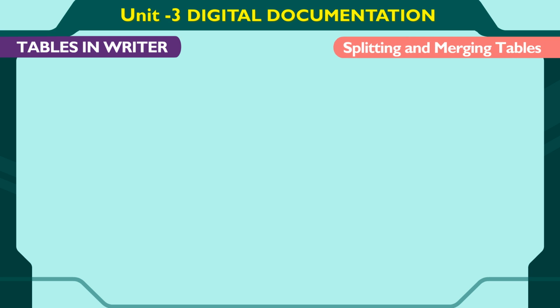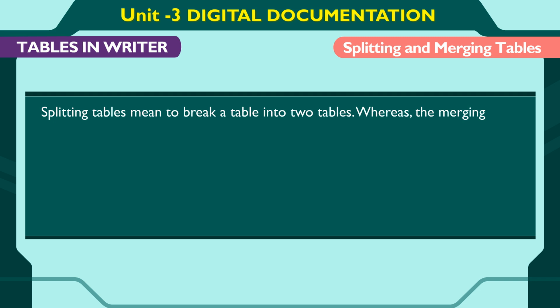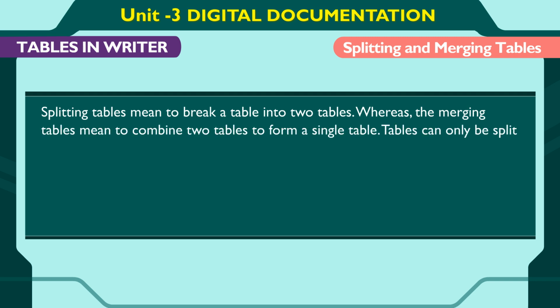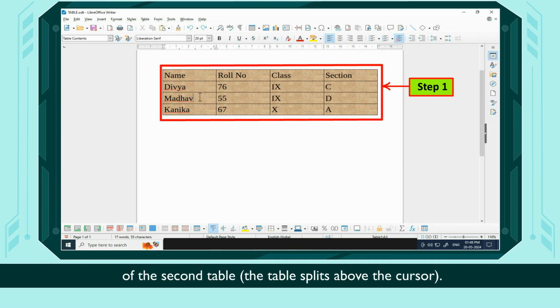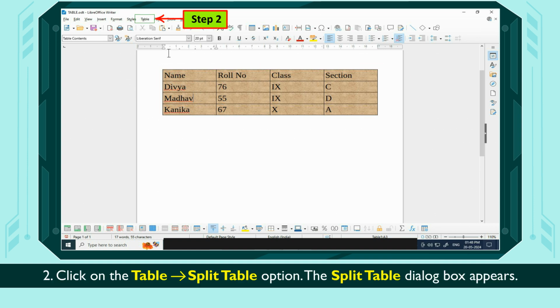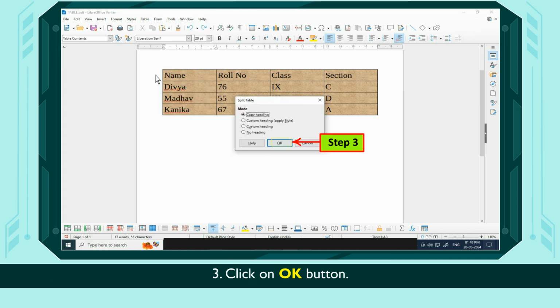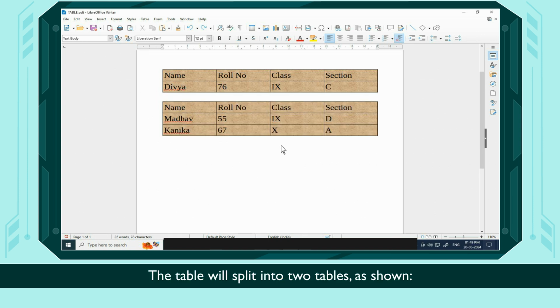Splitting and merging tables. Splitting tables means to break a table into two tables, whereas merging tables means to combine two tables to form a single table. Tables can only be split horizontally. Follow the given steps to split a table. 1. Place the cursor in a cell that will be in the top row of the second table. The table splits above the cursor. 2. Click on Table, then in that, click the Split Table option. The Split Table dialog box appears. 3. Click on the OK button. The table will split into two tables as shown.